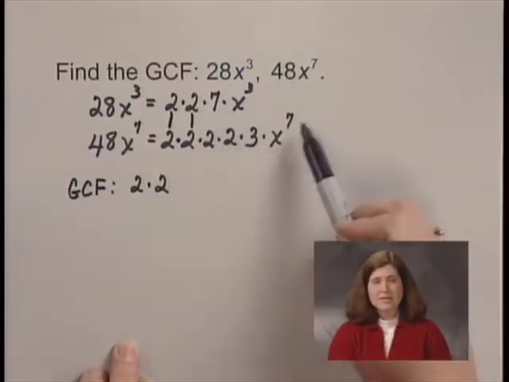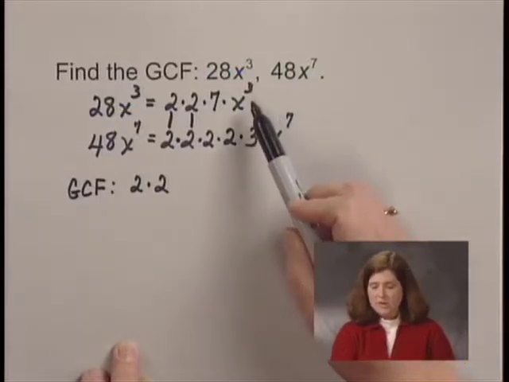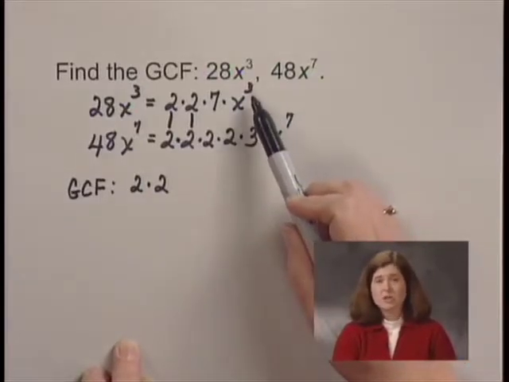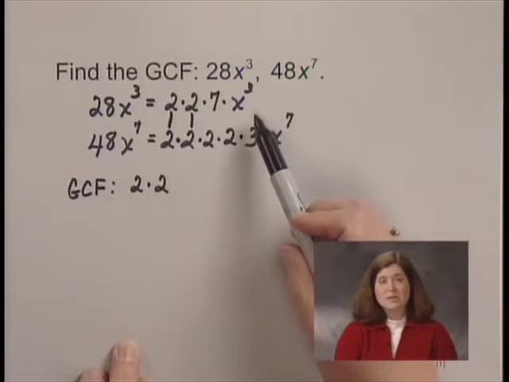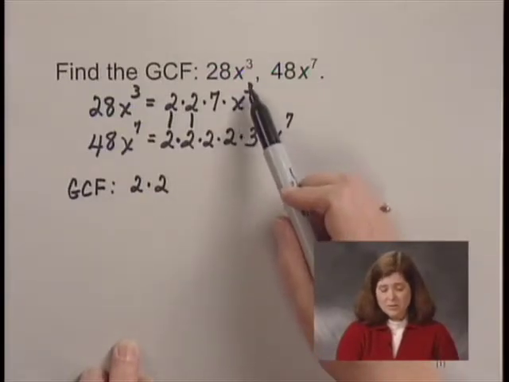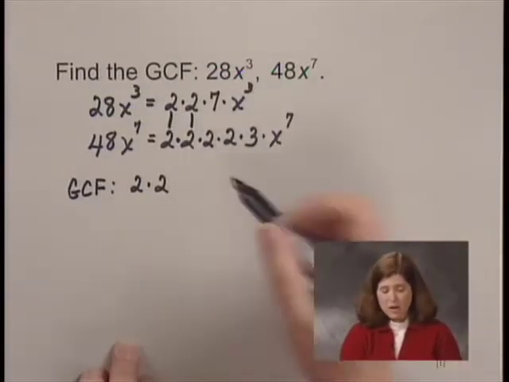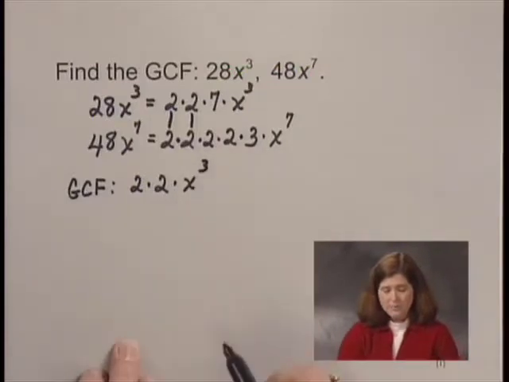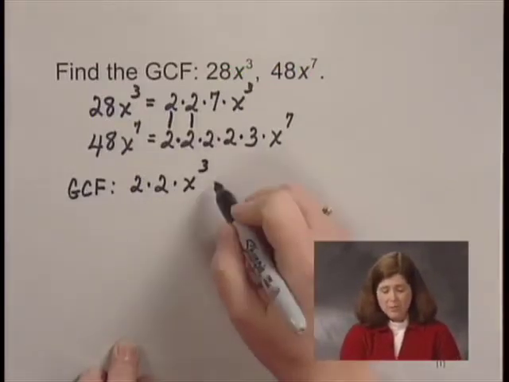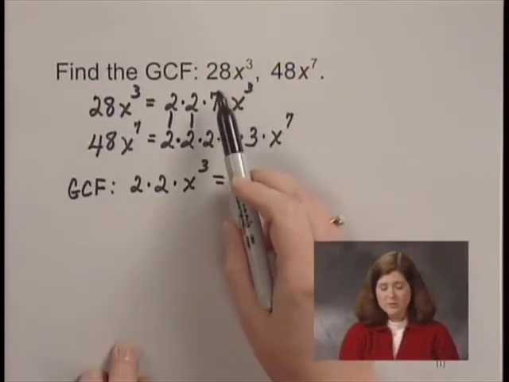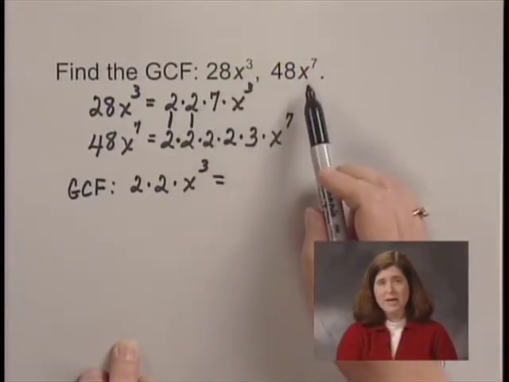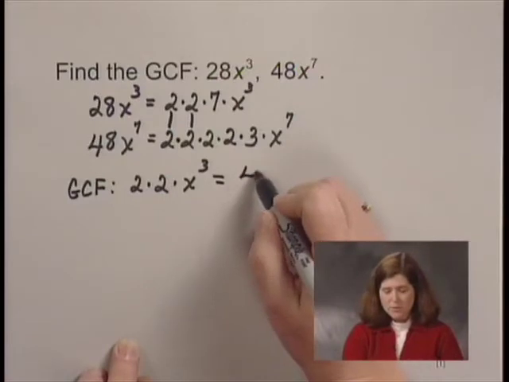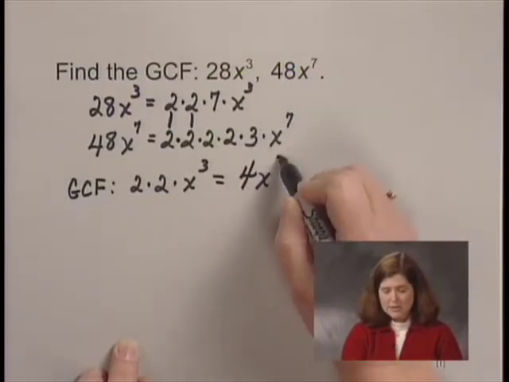x cubed and x to the 7th. We look at the smallest exponent of x, which is 3. The greatest common factor of x to the 3rd power and x to the 7th power will be x to the 3rd power. So we multiply these together and we have that the greatest common factor of 28x cubed and 48x to the 7th is 4x to the 3rd.